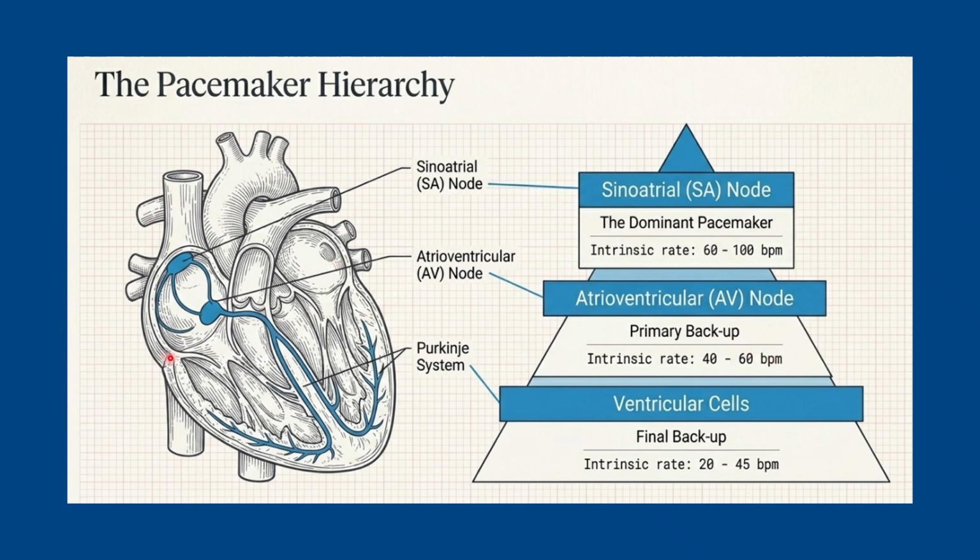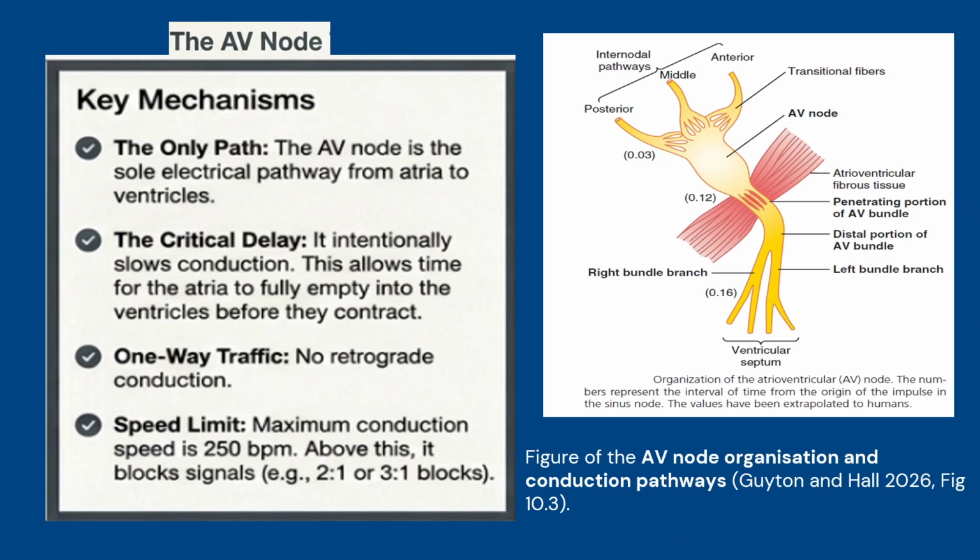In complete heart block, when the impulses are completely not conducted between the atria and ventricles, and each one works independently, the ventricular cells take the final backup and become the pacemaker at a rate of 20 to 45 beats per minute. Let's get some important information about the AV node.